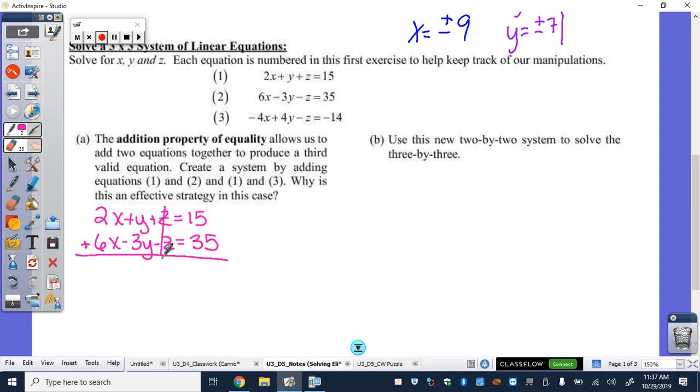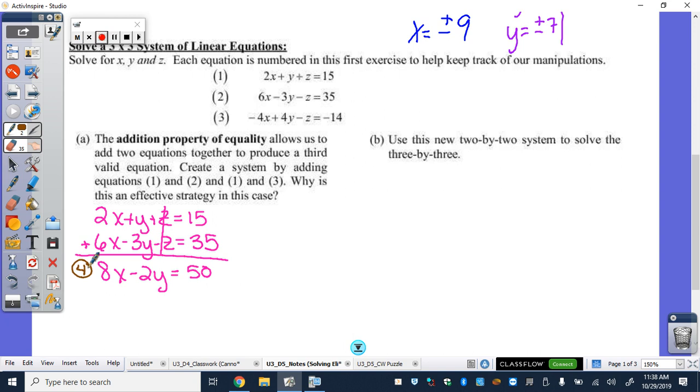When I do that, my z's will eliminate just like what I wanted it to. So 2x plus 6x is 8x minus 2y gives me 50. And I'm going to call that new one that I just got by adding those 2 together equation 4. 8x minus 2y equals 50. And it's only got 2 variables now.